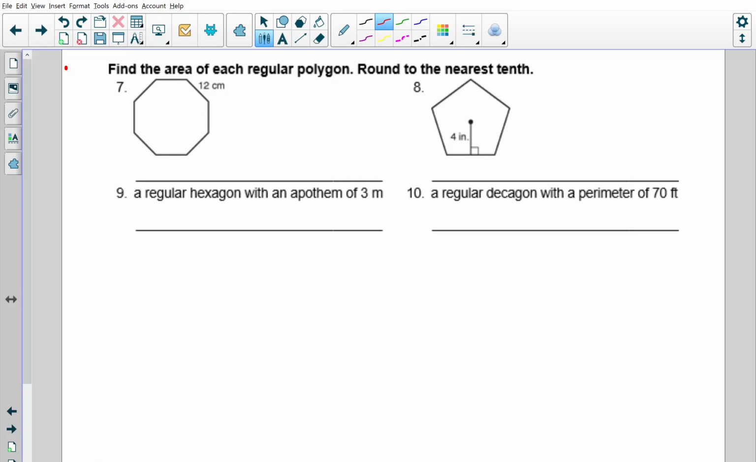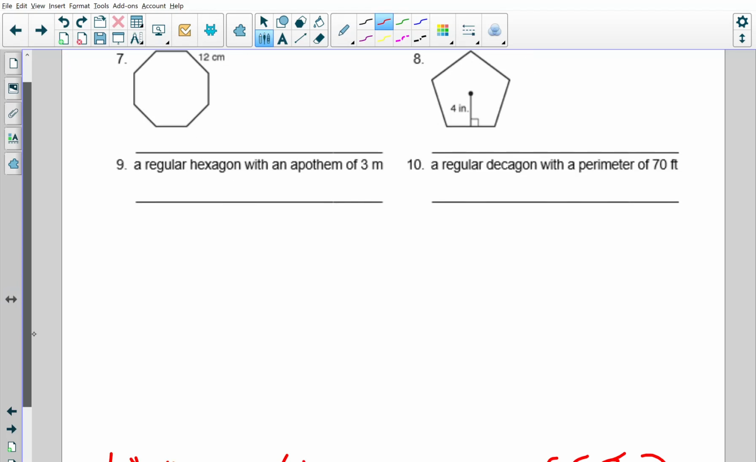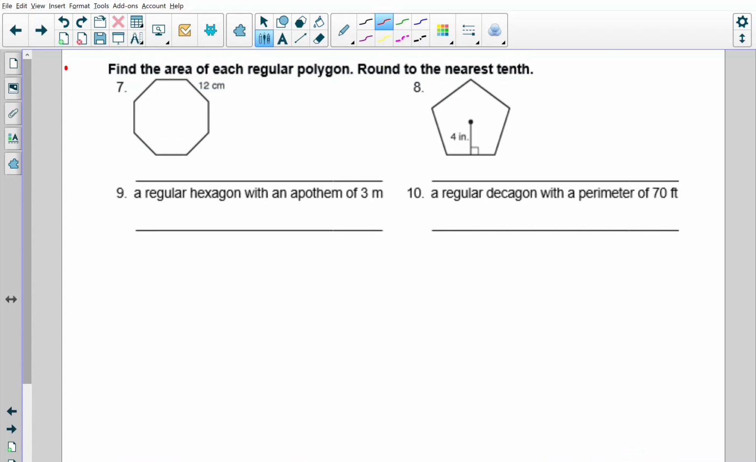Okay, here we are. We're going to work number 8 now. First thing we recognize is this is a pentagon. So 360 degrees divided by 5 is 72. So my central angle has to be 72 degrees. Half of 72 is 36.